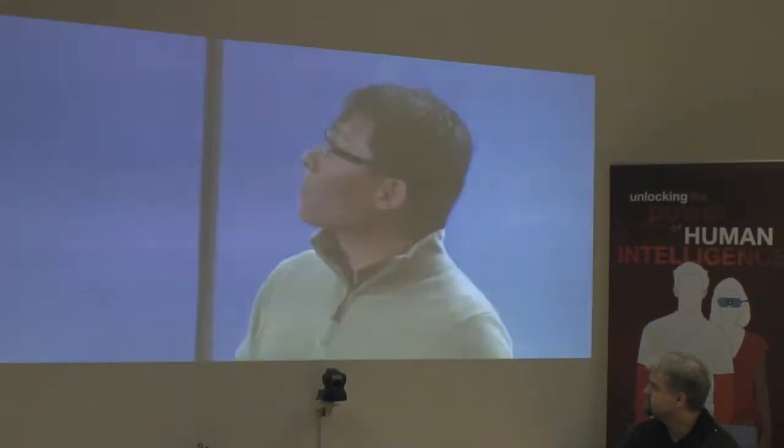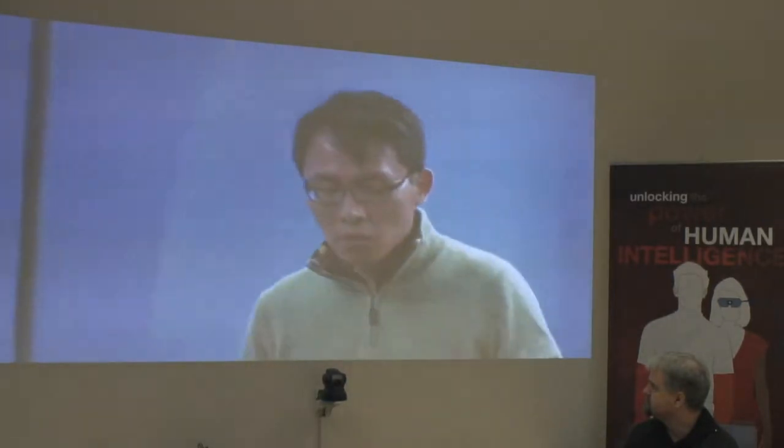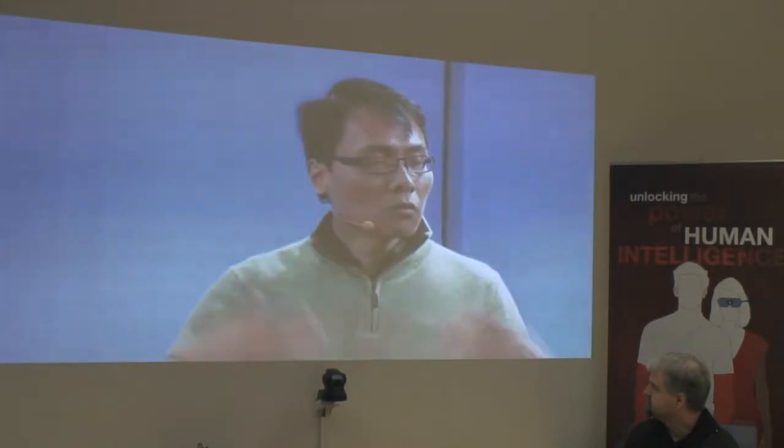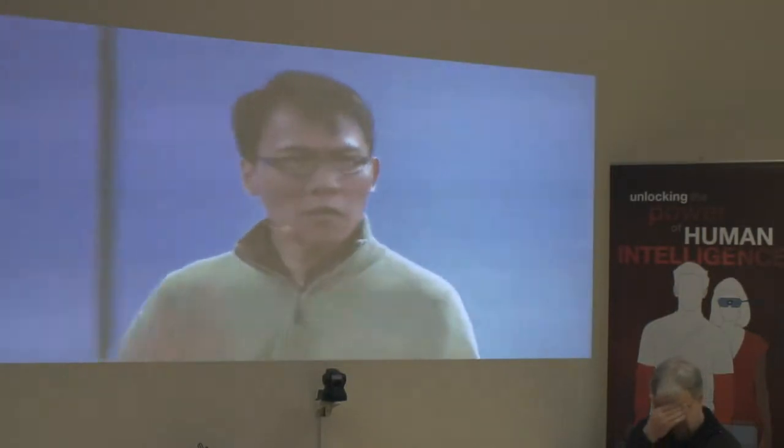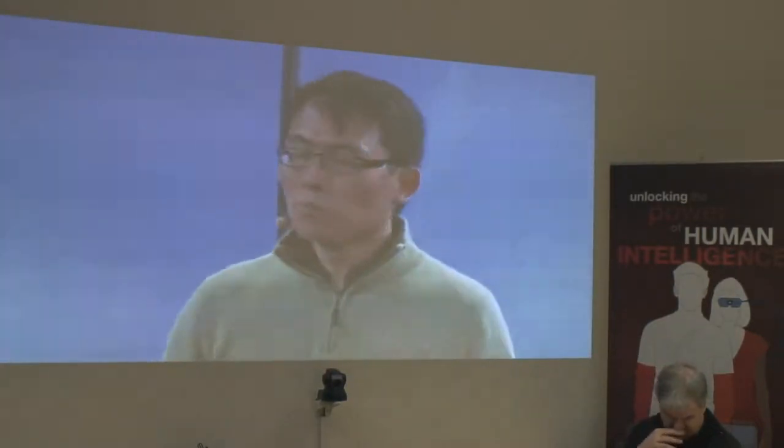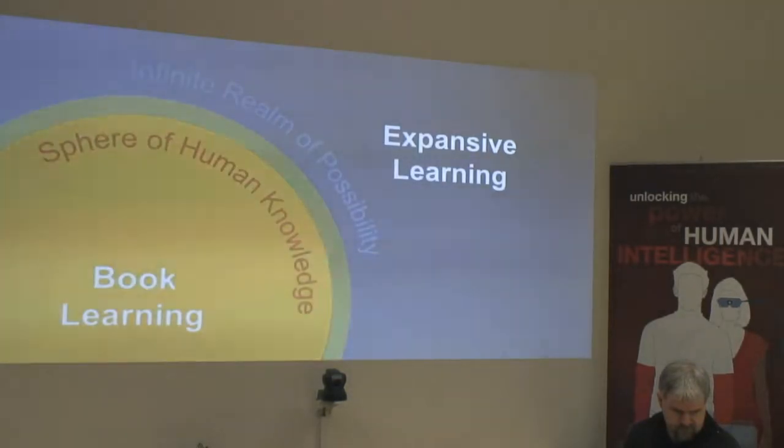Now, the last point I want to make is about two types of learning, because through the process of rapid prototyping, you're able to learn very, very quickly. It's a very specific type of learning. The type of learning that you usually learn in school, I call book learning. It comes from what humanity already knows, and it's a necessary foundation for you guys to go and explore the world. But there's a totally different type of learning, which I call expansive learning.